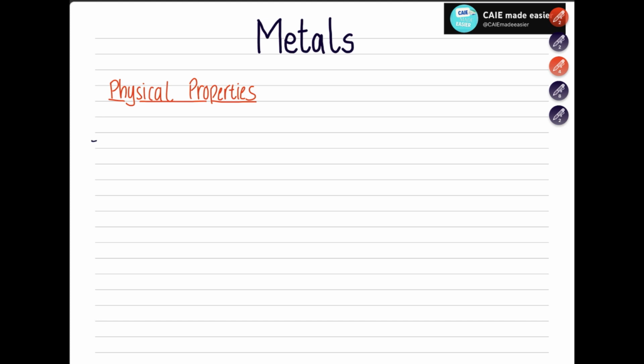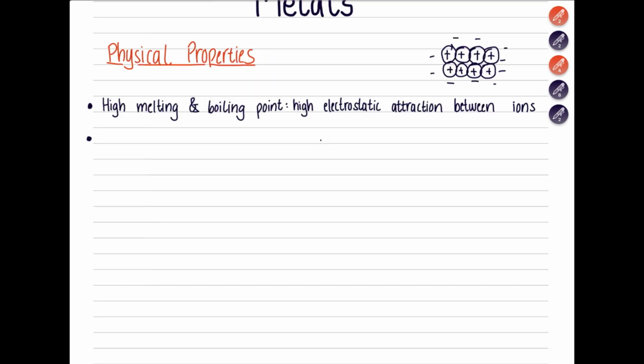First of all, metals have high melting and boiling point. How do they have high melting and boiling point? Because what is the structure of metals? There is a metallic bonding, right? So there is a lattice of positive ions like this, and they are surrounded by a sea of negative electrons, and there is a very high electrostatic force between both of these, which gives it a high melting and boiling point.